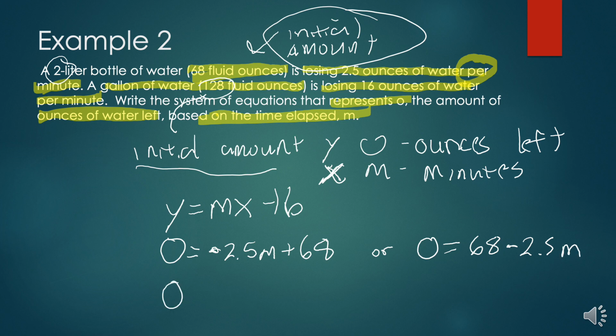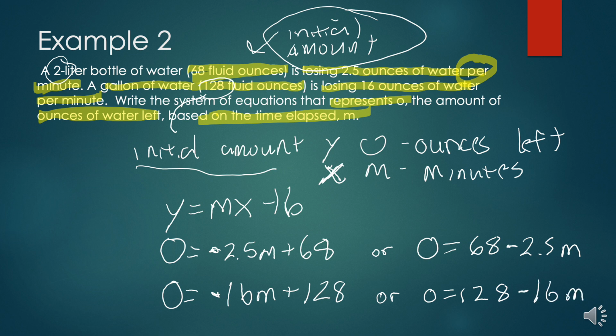Now for the second equation also, my rate is negative 16 times the minutes plus 128. Now again, this looks a little off to me, so I could just rewrite it as O, the ounces left, is equal to 128 ounces, because that's what I started off with, minus 16M. So you can use either one of these equations as long as your x, or your independent variable, is with the rate. So either answer is fine.